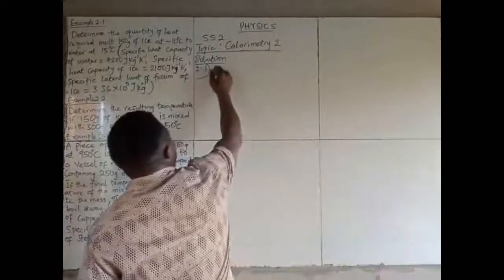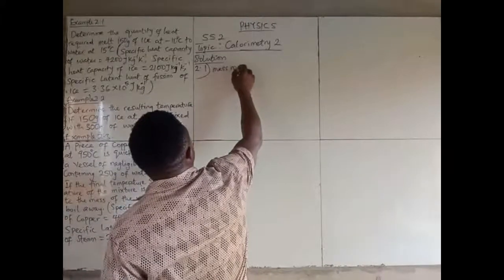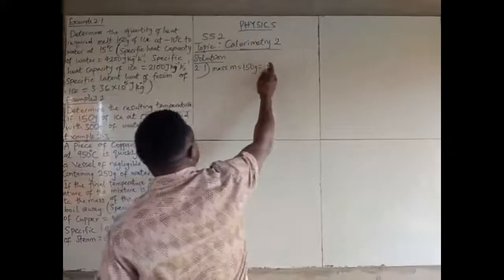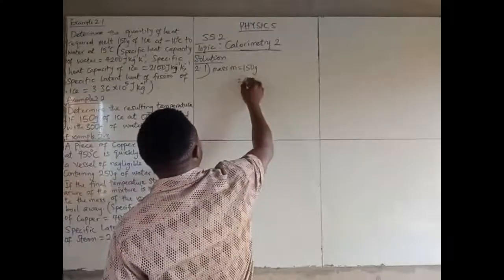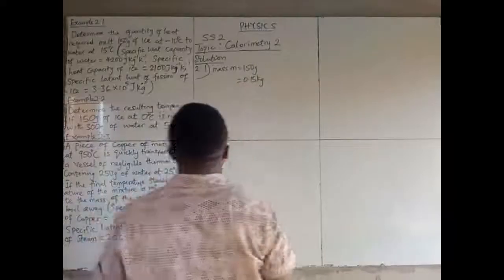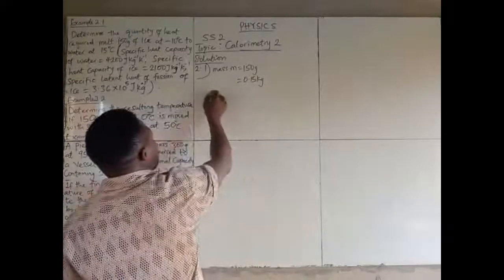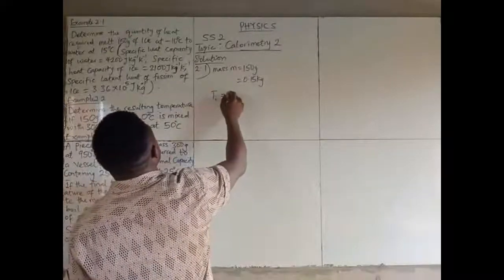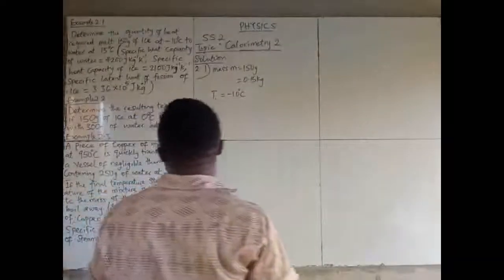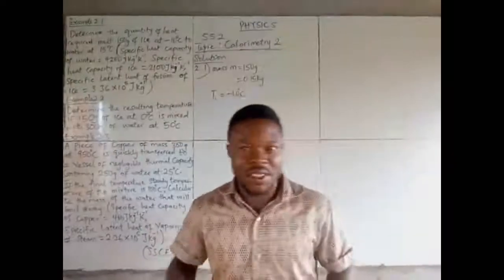The mass of the ice, M, was given to be 150 grams. If you like, you convert to kilograms, which is going to give me 0.15 kg, dividing by 1000. You have this in kg. And the initial temperature of the ice, T initial, was given to be minus 10 degrees Celsius. Now, when you begin to apply heat, ice does not just melt immediately.